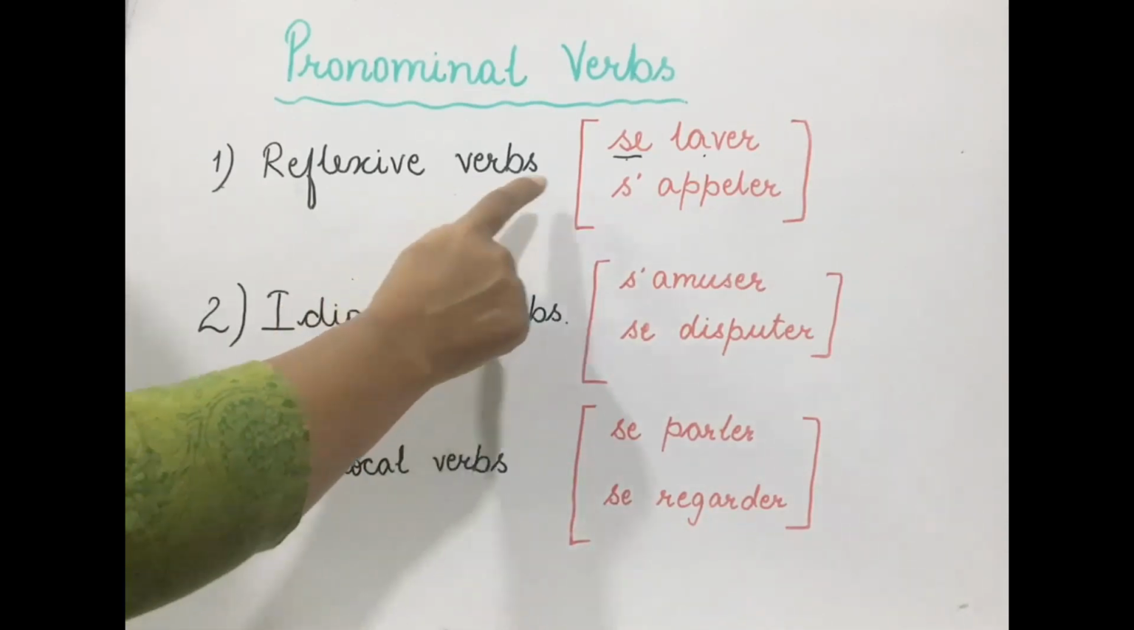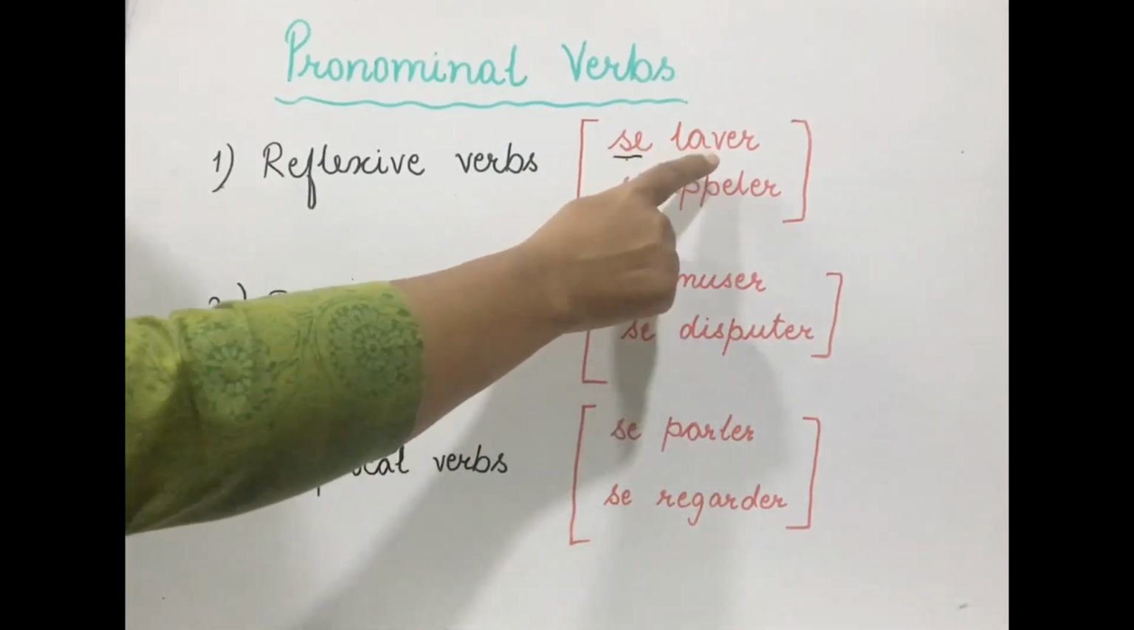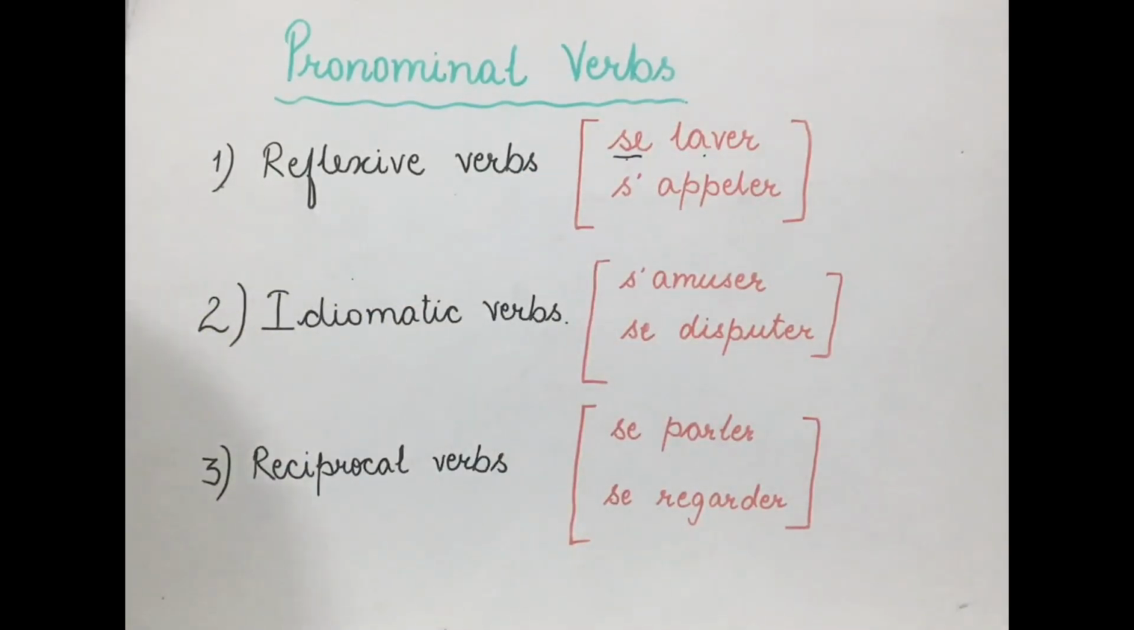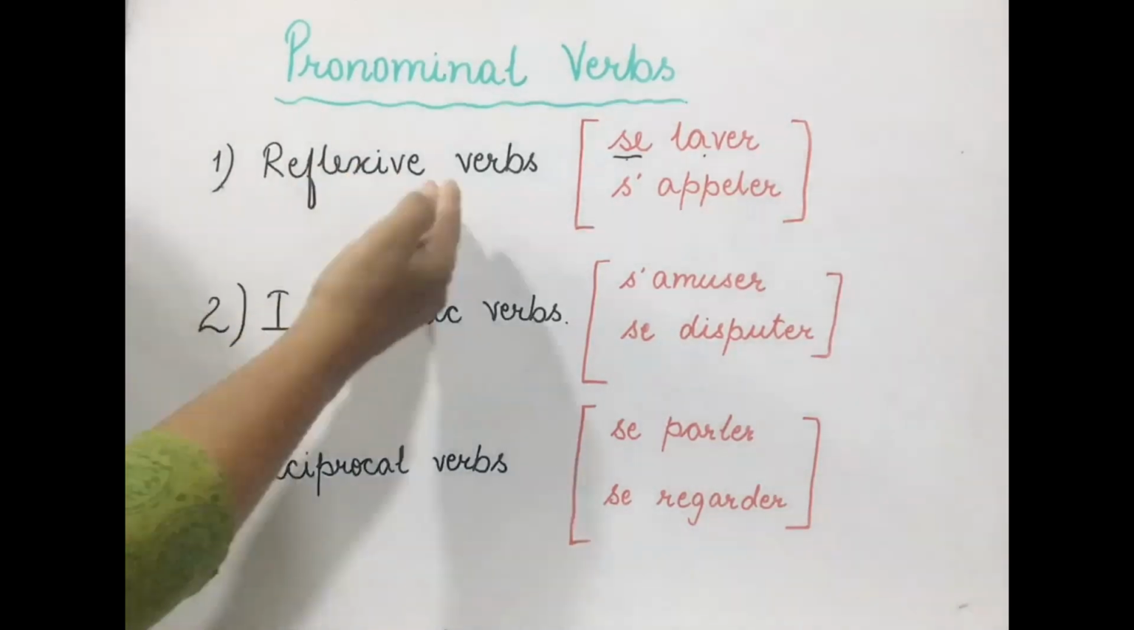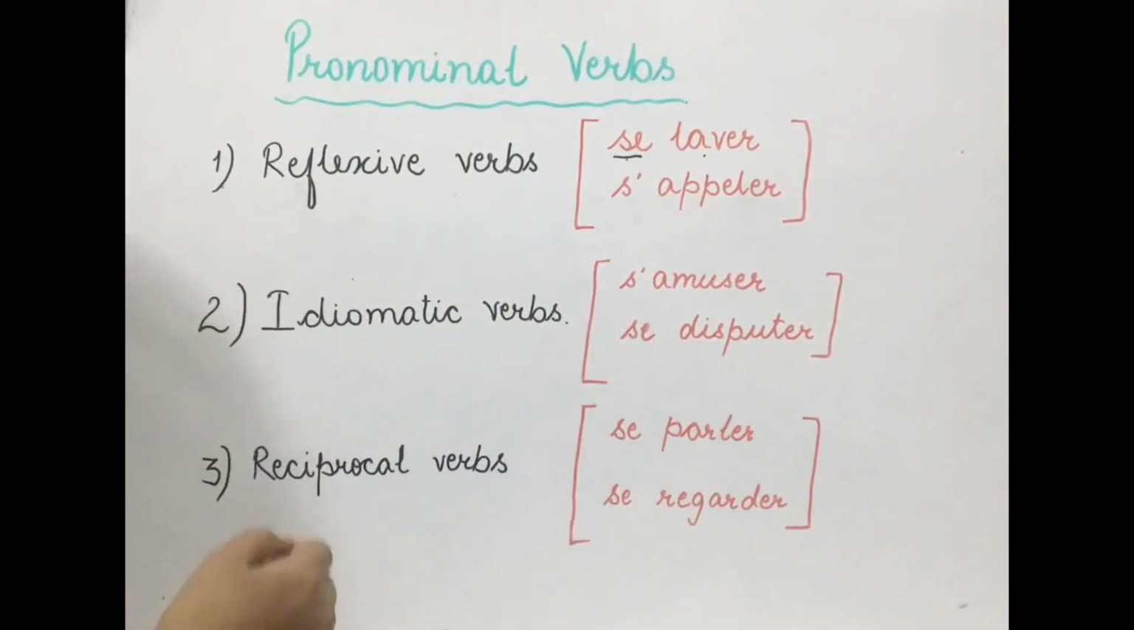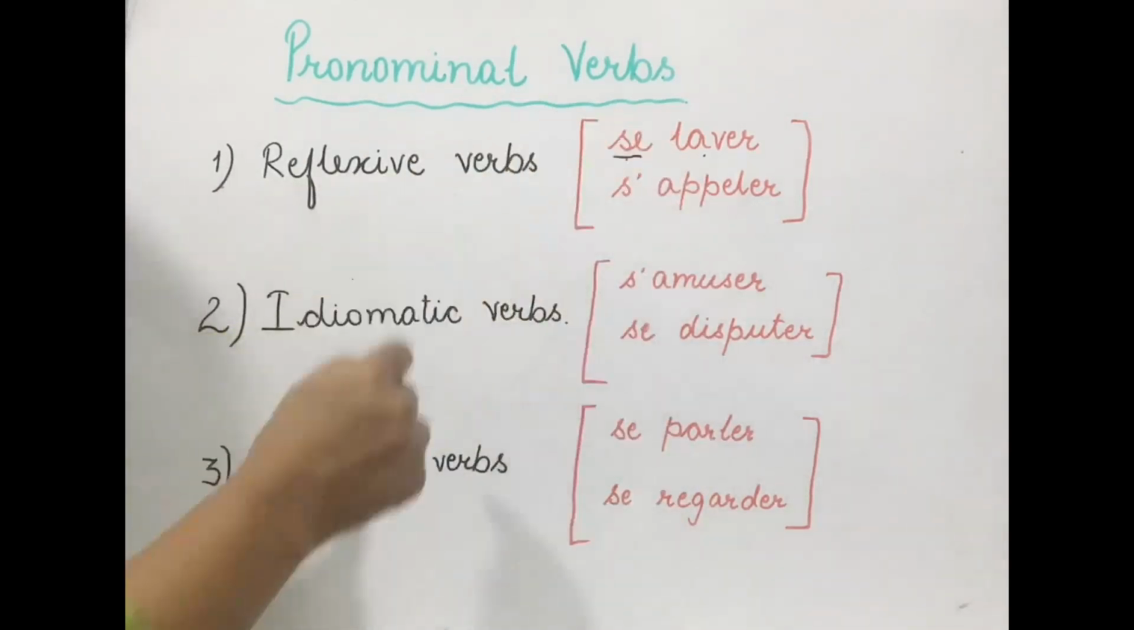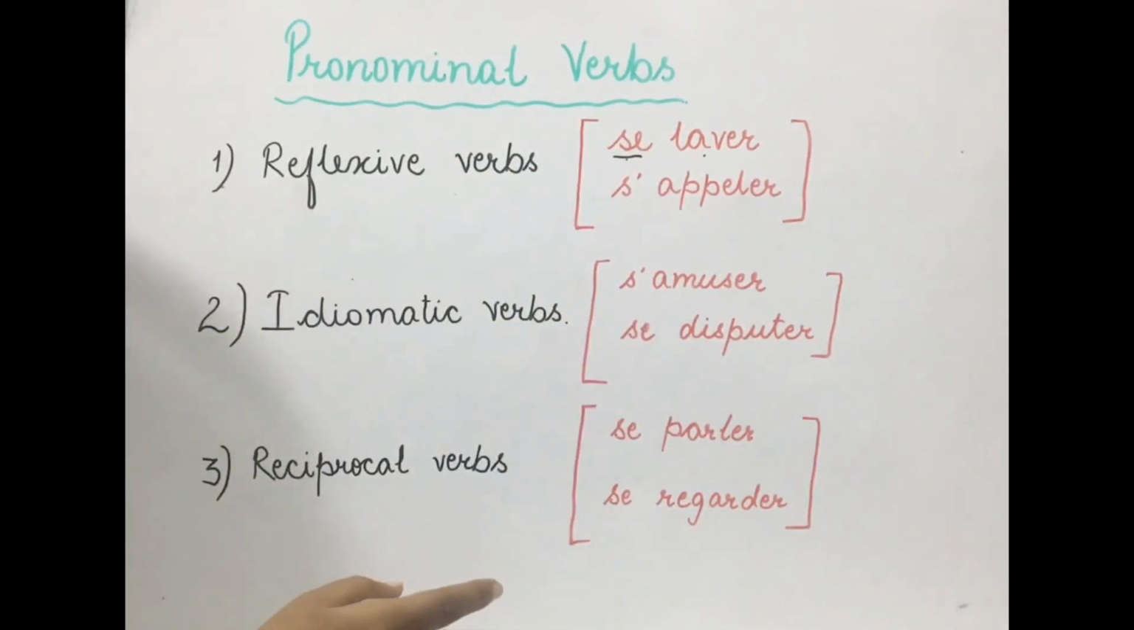See, reflexive verbs, I have given you two examples here. Se laver, which means to wash oneself. Here the action is taken on yourself. The action reflects on yourself. That is why they are reflexive verbs. So if we have laver, that means to wash. And if we are using it with a pronoun, se laver, that becomes to wash oneself.